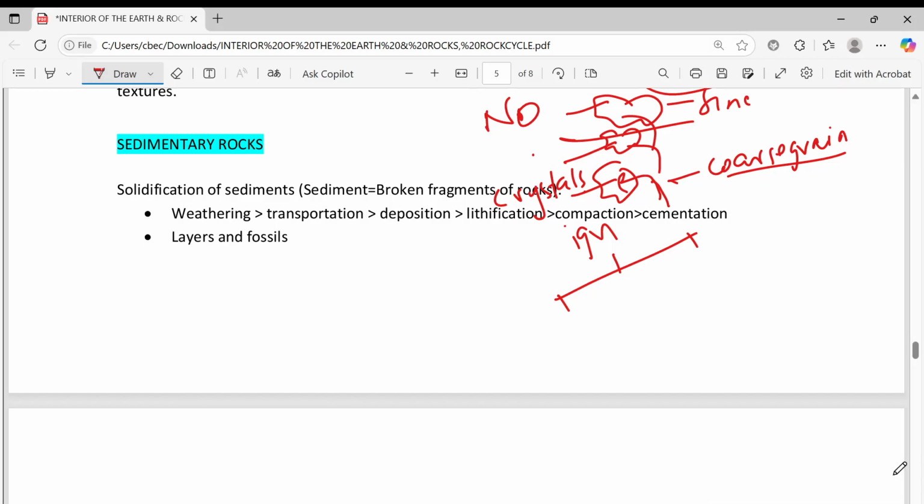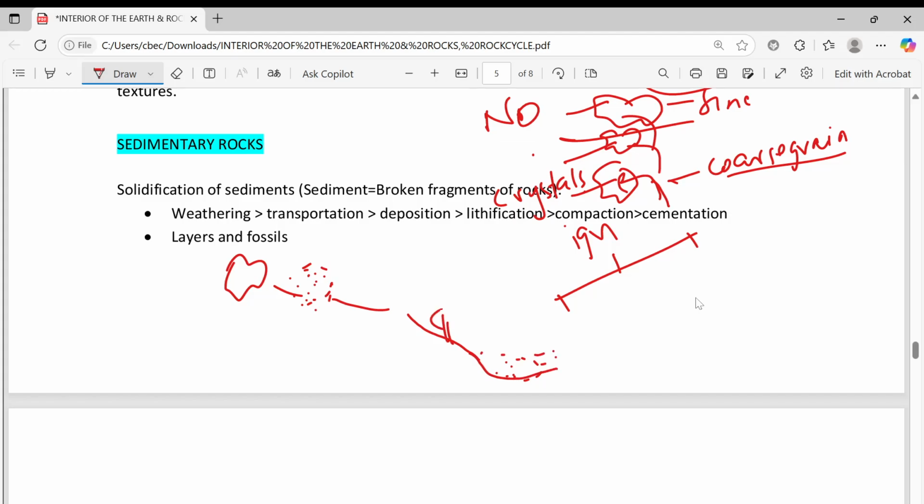Now come to sedimentary rocks. What happens actually here? For example, one rock is there, and it will keep breaking down. This is what we call weathering, and it is transported to various distances, and wherever there is depth, it will go and settle.